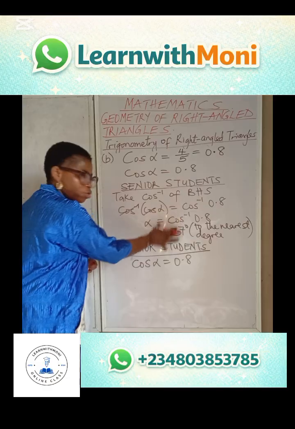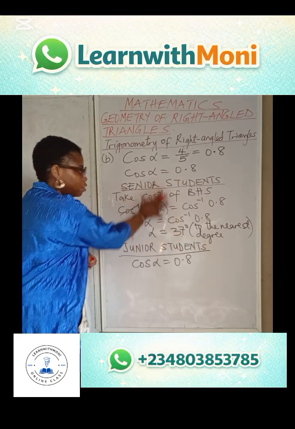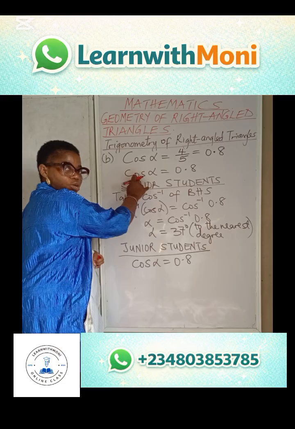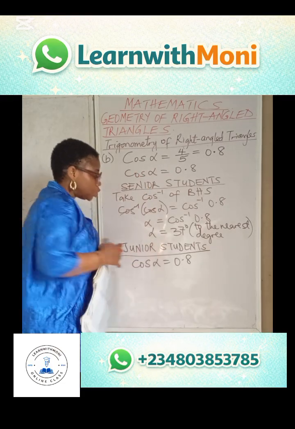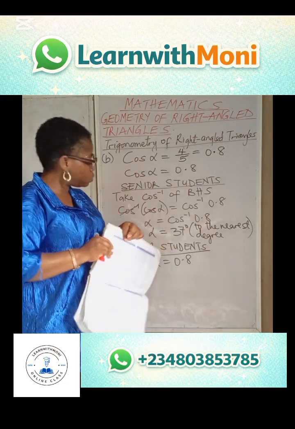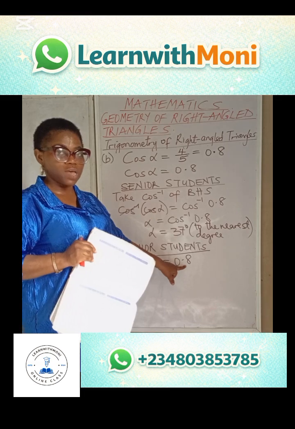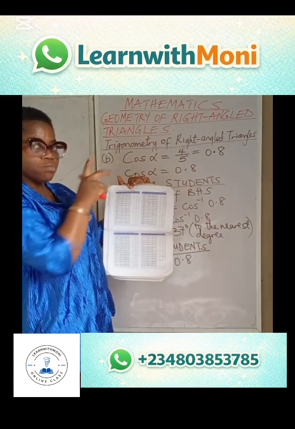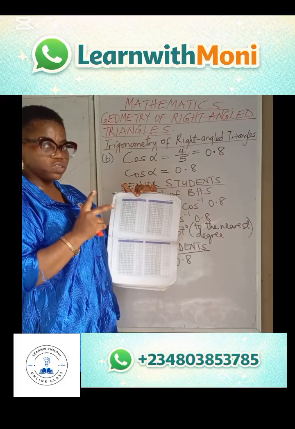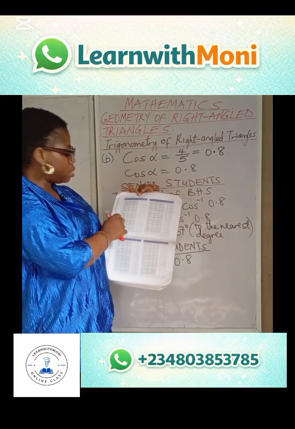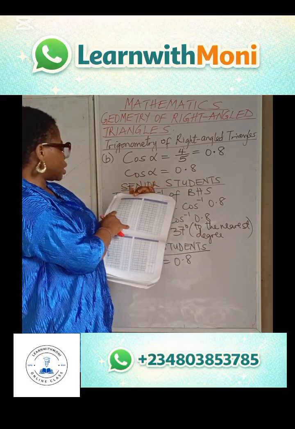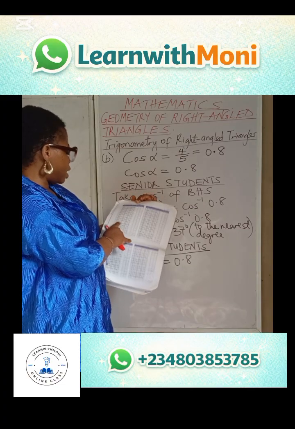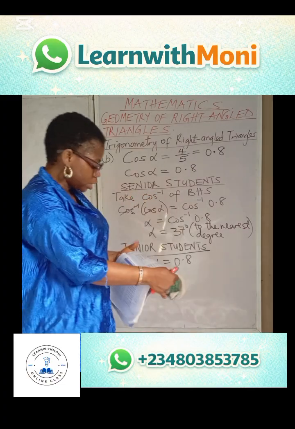0.8. You are not following this path. This path is for senior students. You are picking it up from here, my junior students. So check your cosine of angles for the closest to 0.8. So I am checking here. You may zoom in on this video to see what I have in the book. So I'm checking in on cosine of angle. I need 0.8. So I'm checking.